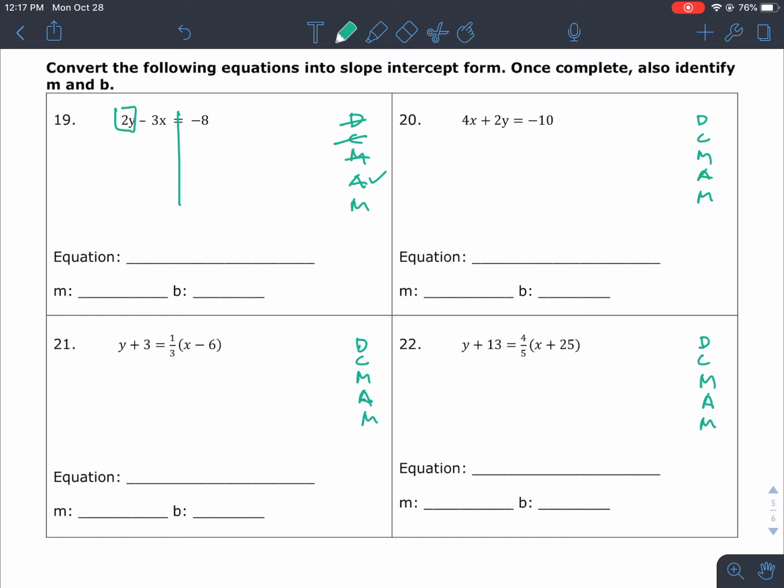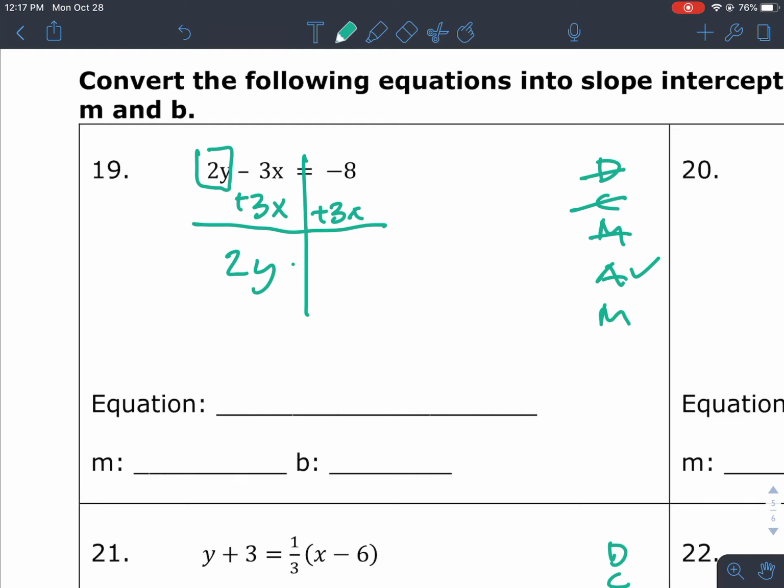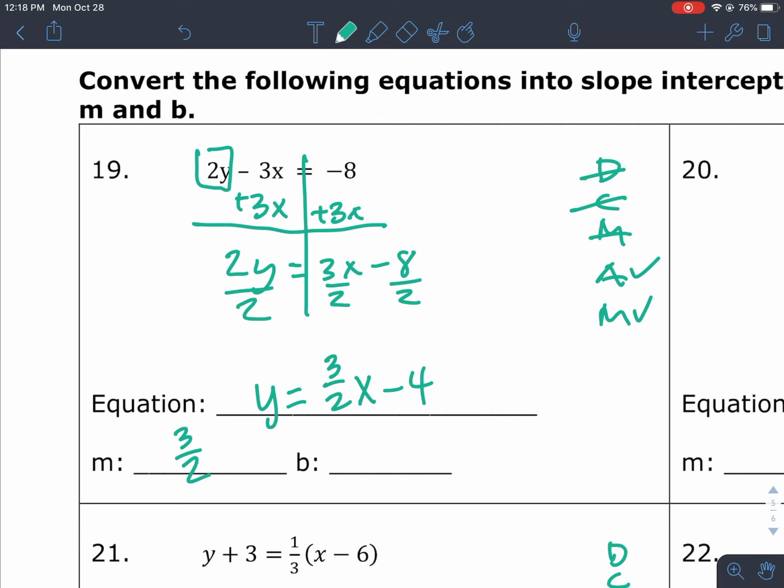Okay, I'm solving for y, so I'm going to add 3x to the other side. And I'm left with 2y equals 3x minus 8. The last thing that I'm going to do is divide by 2 and make sure that everything is divided by 2, and I get my equation to be y equals 3/2 x minus 4. Well, now that I solved, I know that my slope is 3/2 and my b is -4, my intercept.